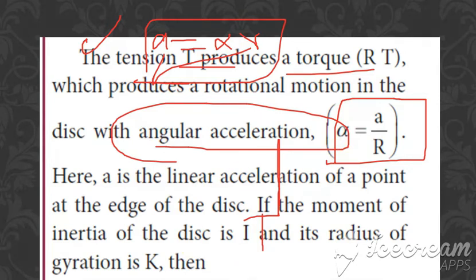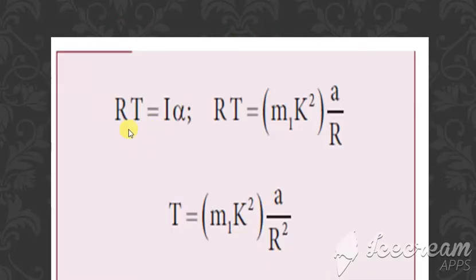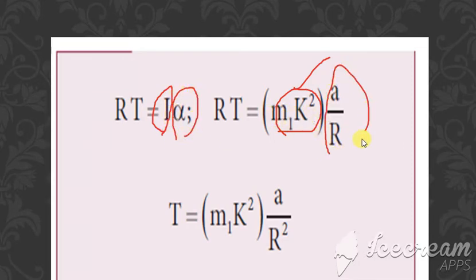Here, if we represent the moment of inertia as I and the radius of gyration as K, then we can write this equation as R T is equal to I into alpha. Now substitute the values here. What is the value of I? I is given by m into k square, because this is the relation for radius of gyration. So I is equal to m into k square, then alpha is equal to what? a by R, so a divided by R.